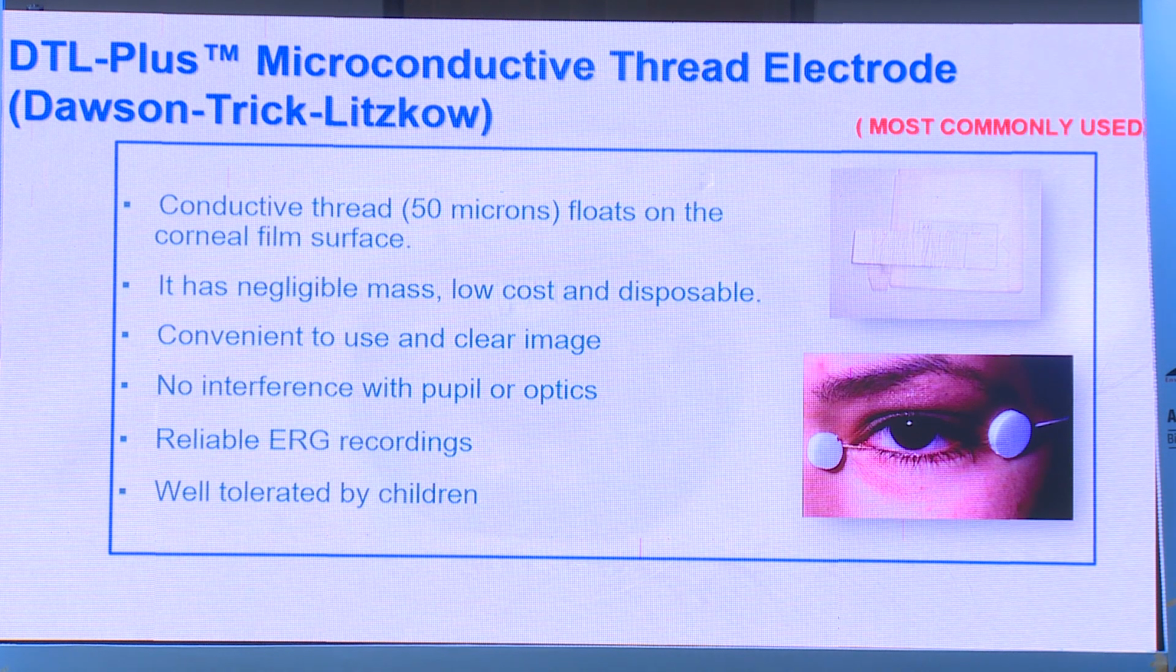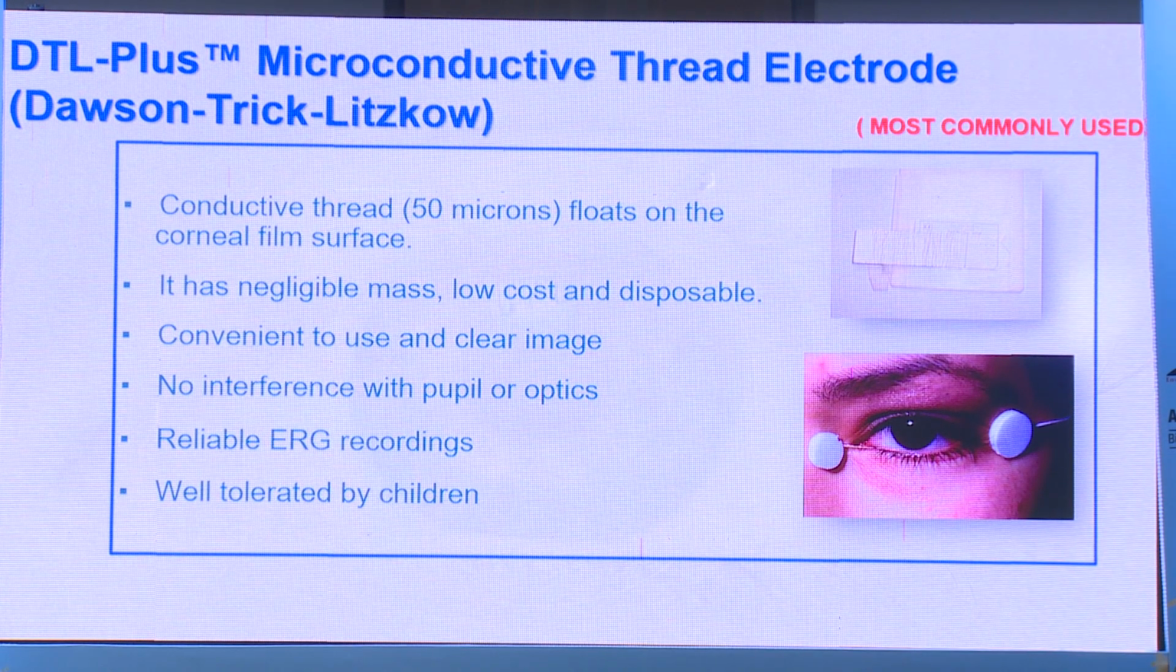Then the DTL Plus are the microconductive thread electrodes. These are the most commonly used electrodes. They are conductive threads 50 microns thick and float on the corneal film surface. It has a negligible mass, low cost, and is disposable. It's convenient to use and gives a very clear image.